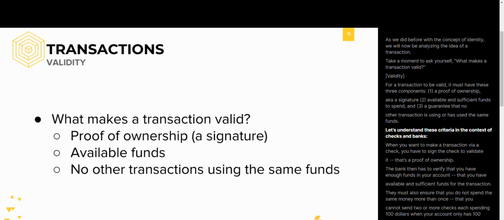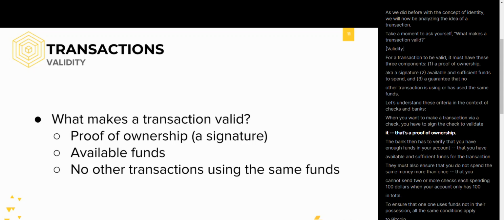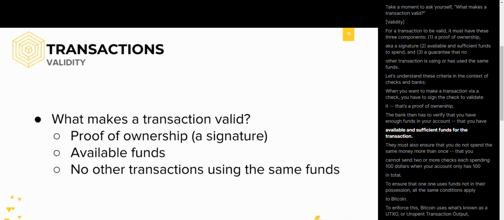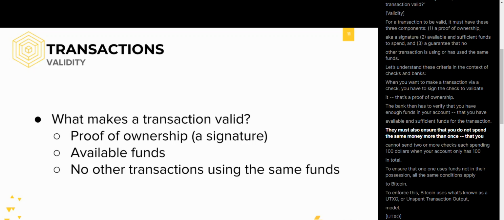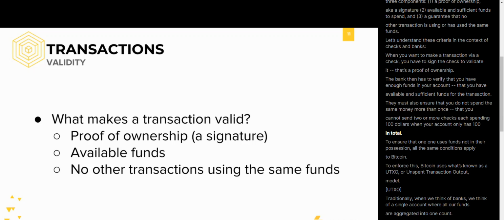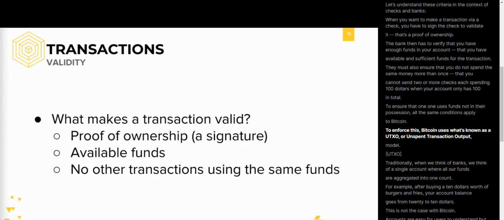Let's understand these criteria in the context of checks and banks. When you want to make a transaction via a check, you have to sign the check to validate it. That's a proof of ownership. The bank then has to verify that you have enough funds in your account, that you have available and sufficient funds for the transaction. They must also ensure that you do not spend the same money more than once, that you cannot spend 2 or more checks, each spending $100, when your account only has $100 in total. To enforce all of these, Bitcoin uses what's known as a UTXO, or Unspent Transaction Output model.